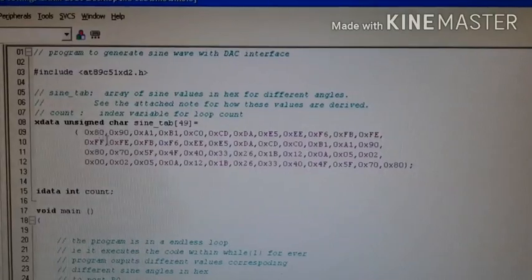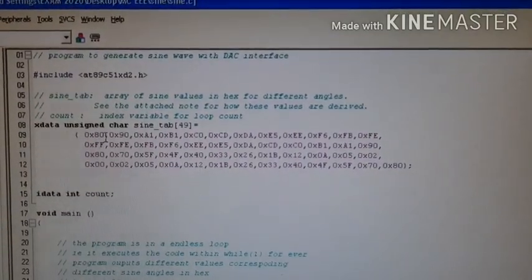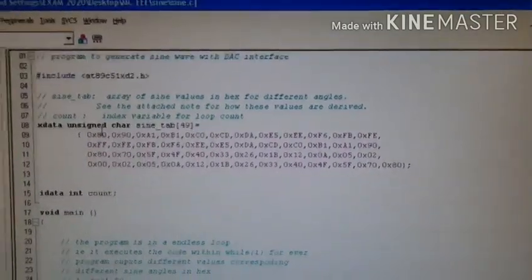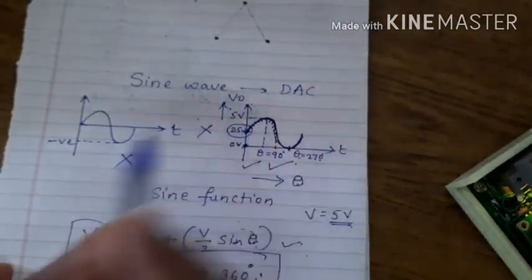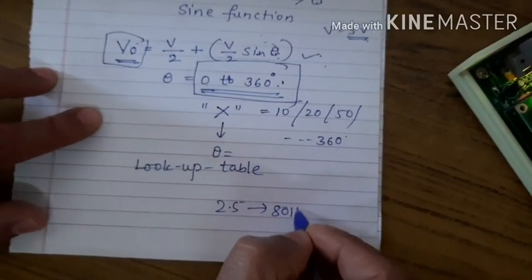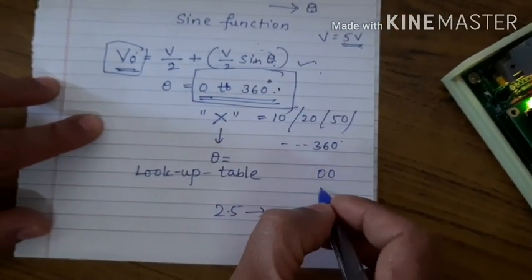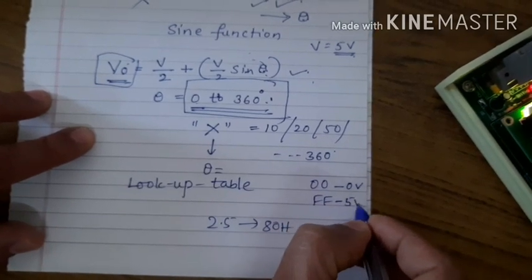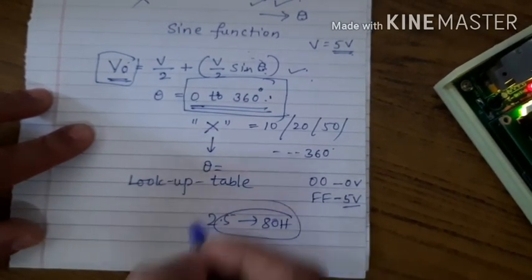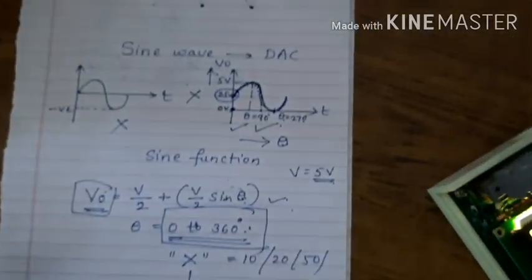Now let me start from 80. The first value is 80 because I will have to start from a voltage of 2.5 volts. This 2.5 volts must correspond to 80, because 0 to FF should correspond to the voltages 0 to 5 volts. So my first value here in the lookup table will be 80.